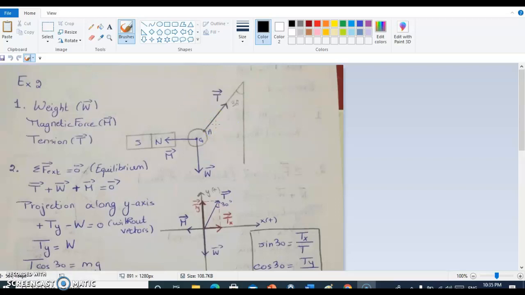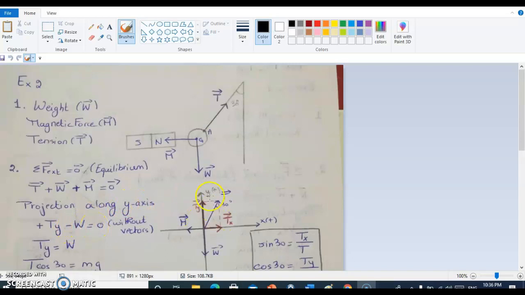If you're going to work along the x-axis, you're not given the magnitude of the magnetic force, and you know nothing about the tension, so you also don't know the x component of T. So you cannot start with two unknowns projecting along the x-axis. However, if you project along the y-axis, you will have Ty and W. W you know is mg, and m is given and g is given. So you will only be dealing with one unknown, which is T. That's why we start by projecting along the y-axis. Do not write project along the x-axis; you write projection along the y-axis.